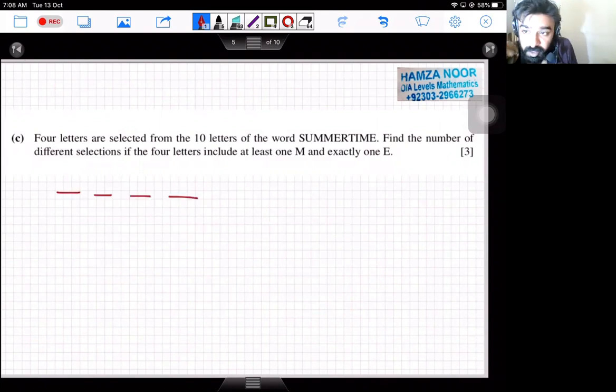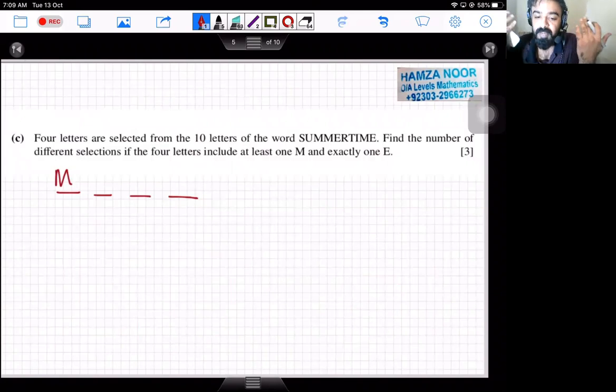And obviously, you always deal with the restrictions first. You must have at least one M. So for example, it is possible. How many maximum M's do you have? Yeah, 3 M's are the maximum M's you have. So it can be possible you have 1 M. It can be possible that you have 2 M's, and it can be possible you have 3 M's.